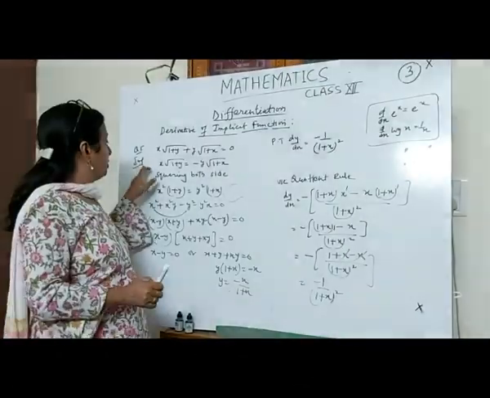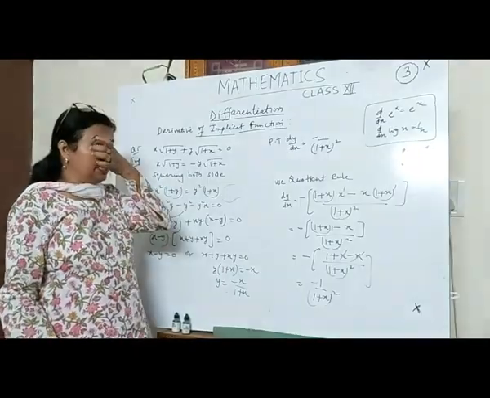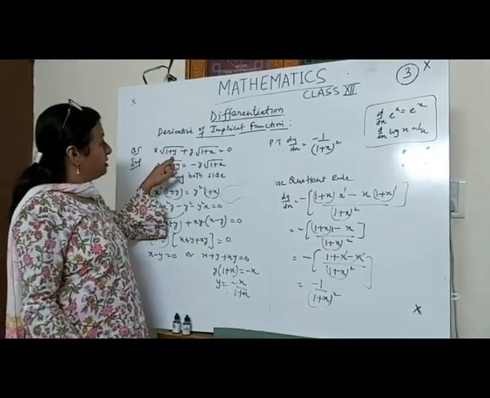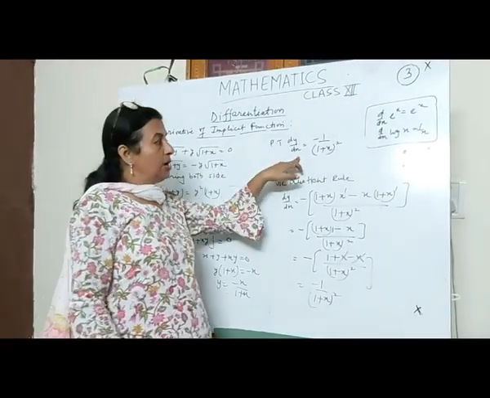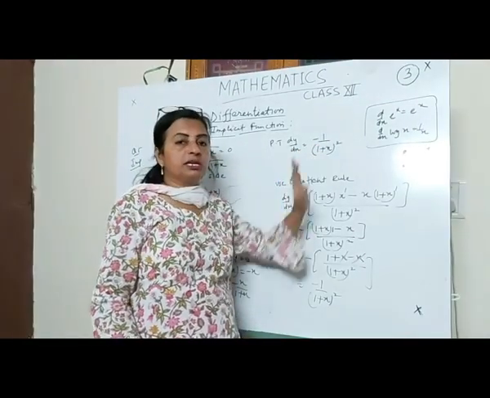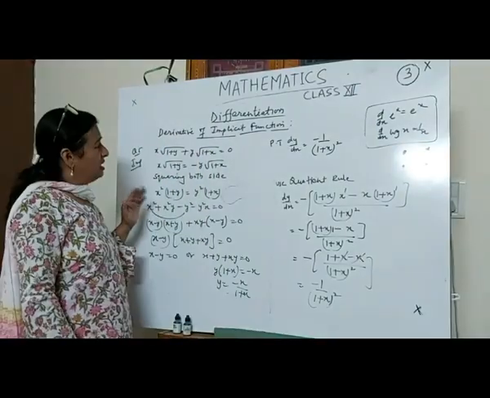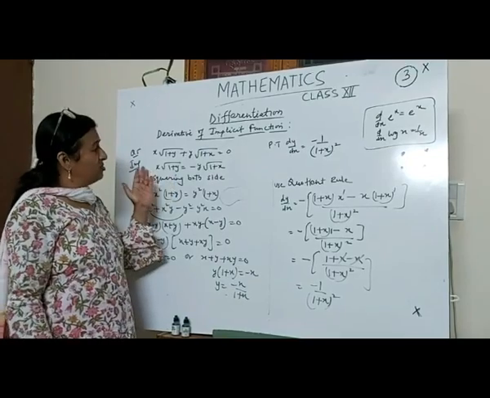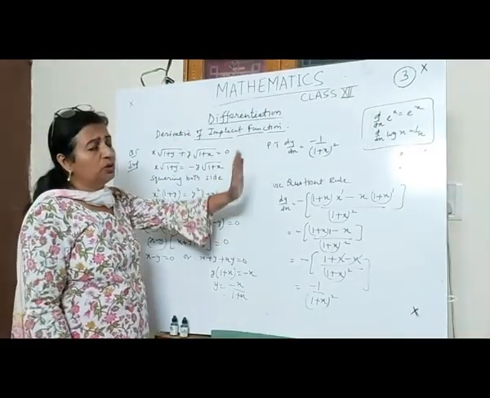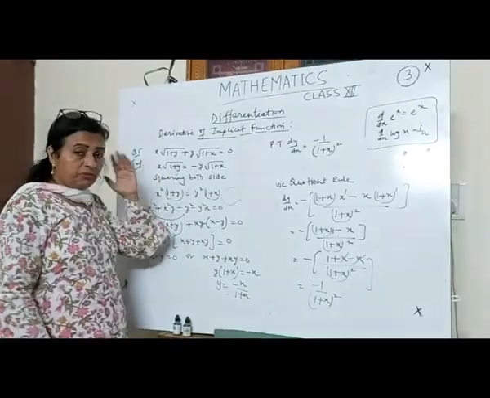Now this is a very important question. It is given in NCERT also. x root 1 plus y plus y root 1 plus x is equal to 0. Prove that dy upon dx is minus 1 upon 1 plus x whole square. This is a very different question. If you find the derivative of this term directly, you are not able to find the answer. So you have to memorize.